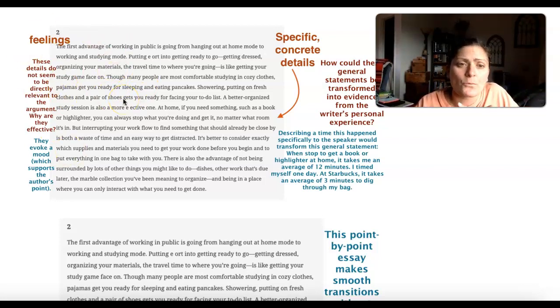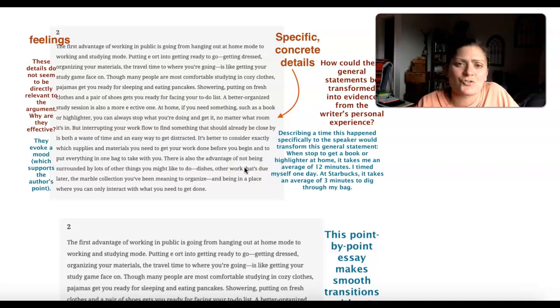Beginning of body paragraph 2, we've got generalizations about what we do when we're in our pajamas and how that makes us feel. That is typically not a good technique. But here, it does work because what it's creating is a mood. And that mood supports the author's point, which is when you're in your pajamas, you're feeling relaxed.